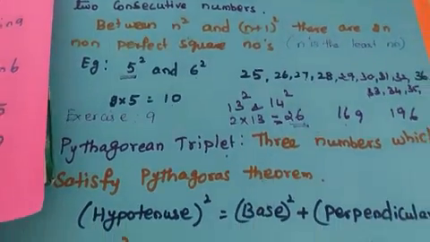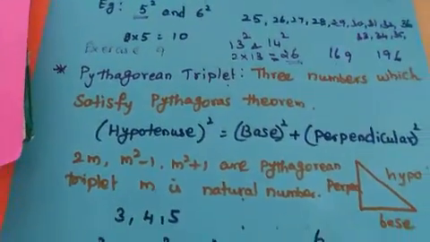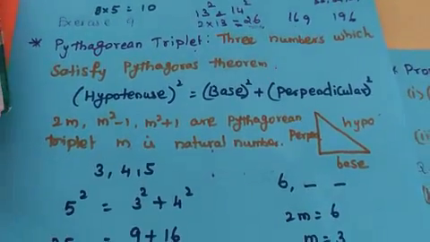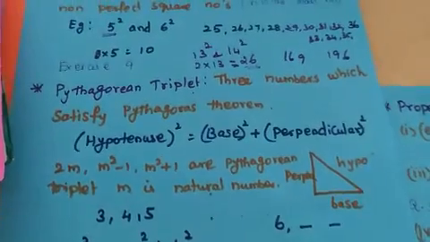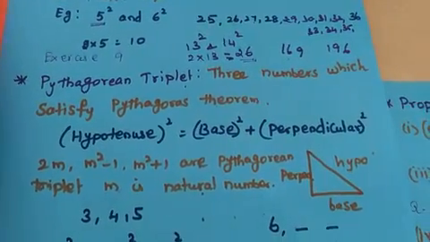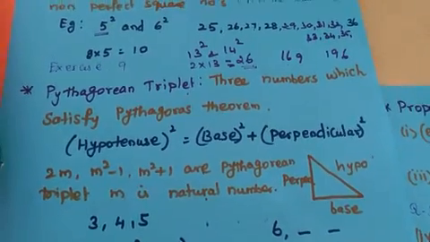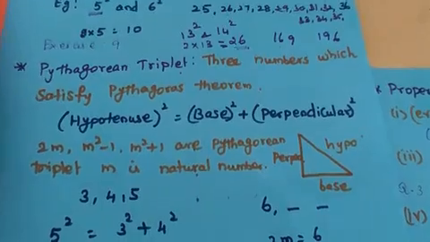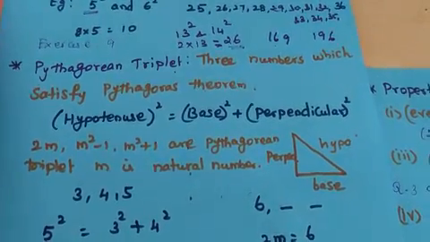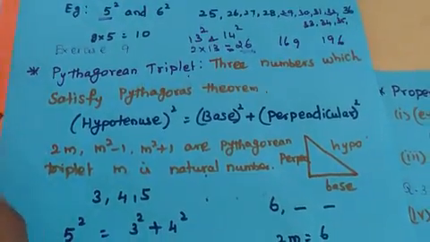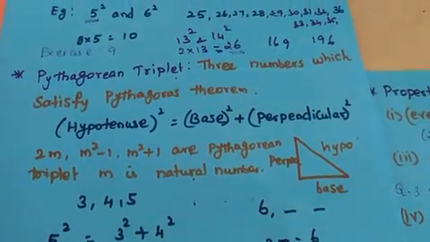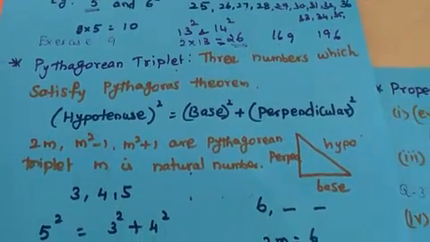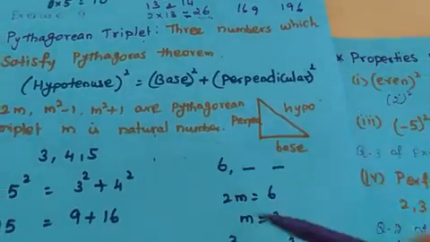Now, come to the next important one, Pythagorean triplet. What is meant by Pythagorean triplet? It's very simple. If you have 3 numbers which satisfy the Pythagoras theorem, then it is called a Pythagorean triplet. First, you should remember your 7th standard Pythagoras theorem. What is meant by Pythagoras theorem, that you should remember. Again I will explain to you.